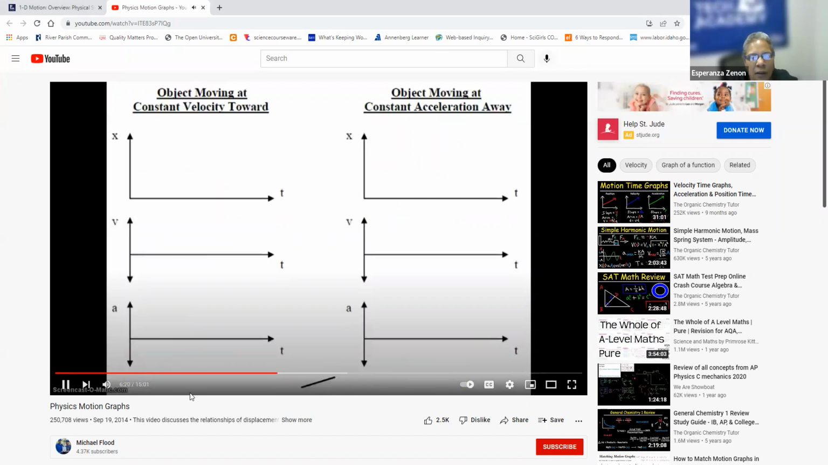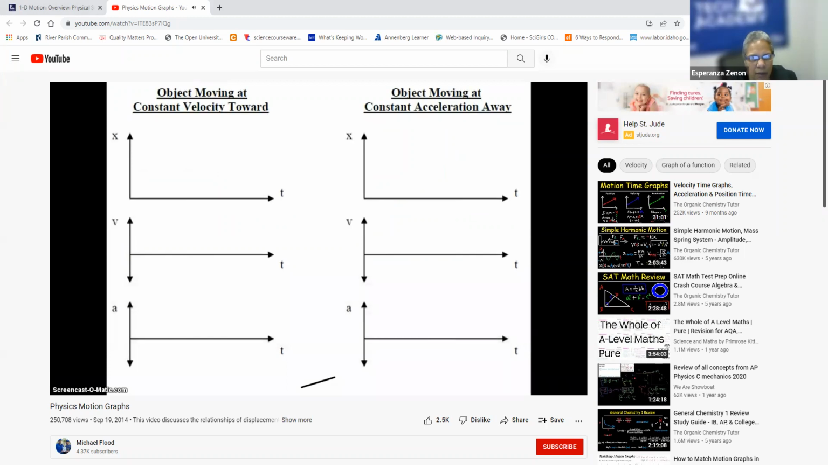Moving on to our next scenario, object moving at constant velocity toward. Well, constant velocity means our line is going to be straight. Toward means that our x numbers, our distance numbers, are going to be decreasing. So this would be a straight line, negatively sloped, showing that our x value is decreasing as time is increasing. Straight line indicating to us that the rate of change of that distance is remaining constant, therefore constant velocity.